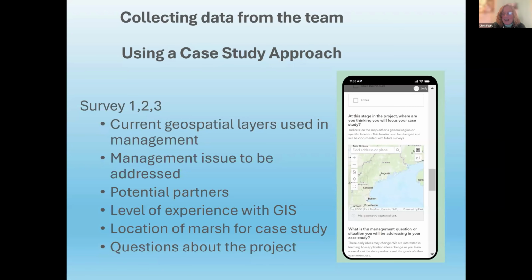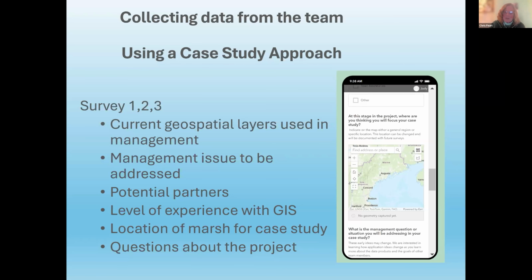So we collected data from the team and we used a case study approach. All along the way, for example, when we first started, we spent 4 months, not 4 months solid, but 4 months with a couple of webinars writing the proposal for how we would work together to get funding to support the project. So we used Survey 123, and we polled the people that were interested, the stakeholders, and we asked them things like, what geospatial layers do you currently use? What is the management issue you're going to apply this tool to? Who are the partners you're working with?